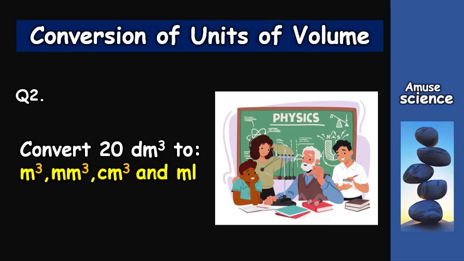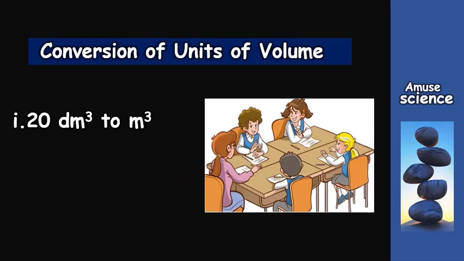We have already stated before that the centimeter cube is the same as the milliliter. I have intentionally brought it in this question for us to prove and see whether it is true or not. So let's go to our first conversion: 20 cubic decimeter to cubic meter. We have to do substitution. We have to substitute the value of the deci, and that one will convert our answer to cubic meters.